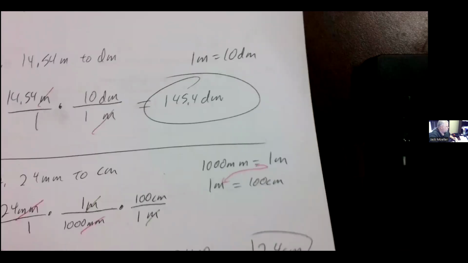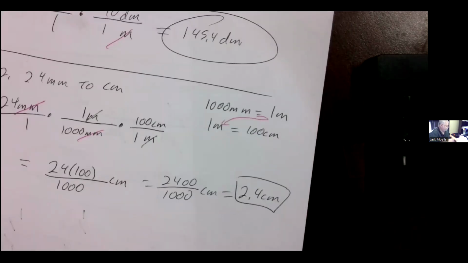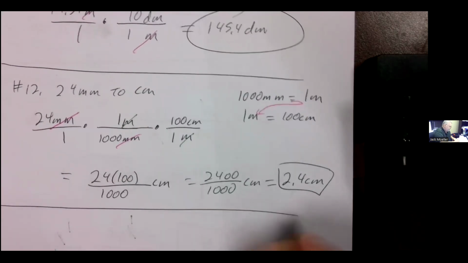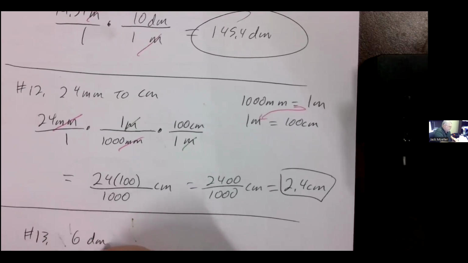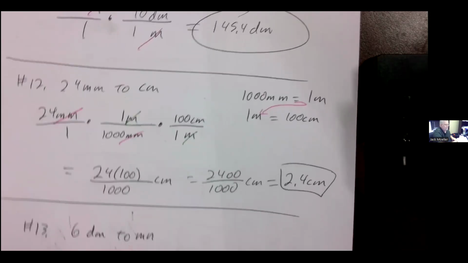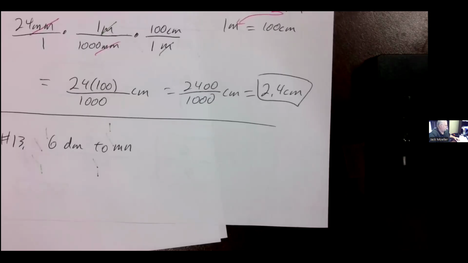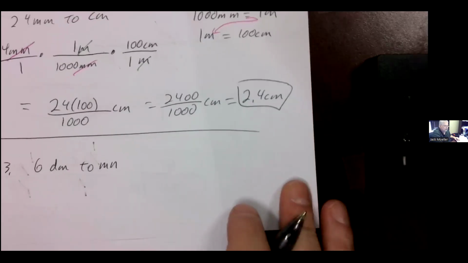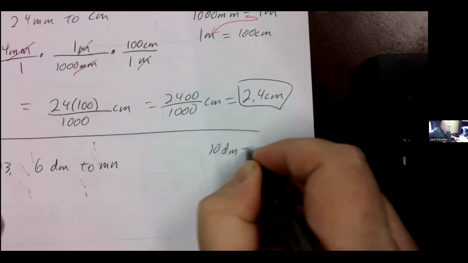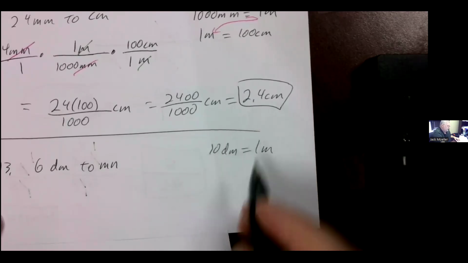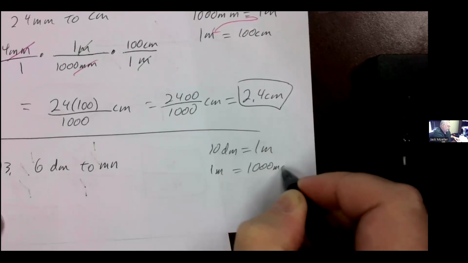All right. Let's do one more of these two-step conversions. Number 13 is 6 dm to millimeters. So as we talked about before, dm is decimeters. So we know there are 10 decimeters in 1 meter, and then 1 meter is 1,000 millimeters.